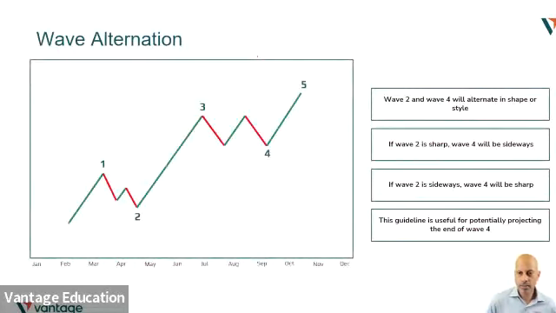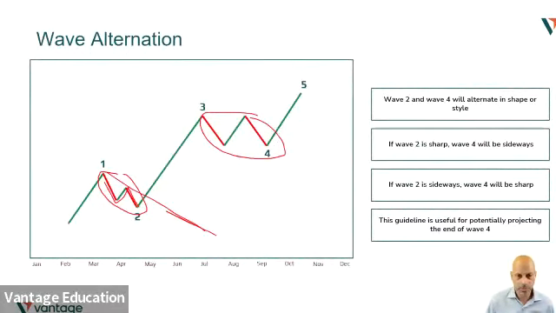All right. Now, next thing we're talking about is wave alternation. So what is this wave alternation? Basically what this means is wave two, which is this part here, and wave four, which is this part here, will typically alternate in shape or style. So if wave two is sharp, wave four will be sideways. In this case, we can see it has a much sharper pullback, descending lower, making lower highs, lower lows. So this is what we call a sharp corrective move. Then typically wave four would be more of a sideways action, consolidating or range bound between two levels.